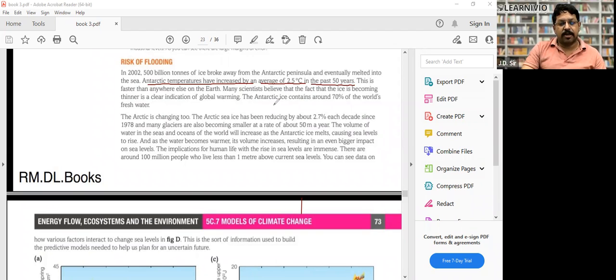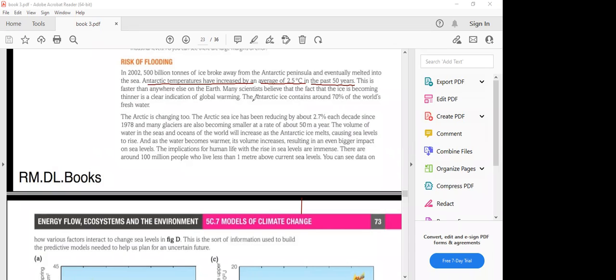Many scientists believe that the fact that the ice is becoming thinner is a clear indication of global warming. The Antarctic ice contains around 70% of the world's fresh water. Do you know that?